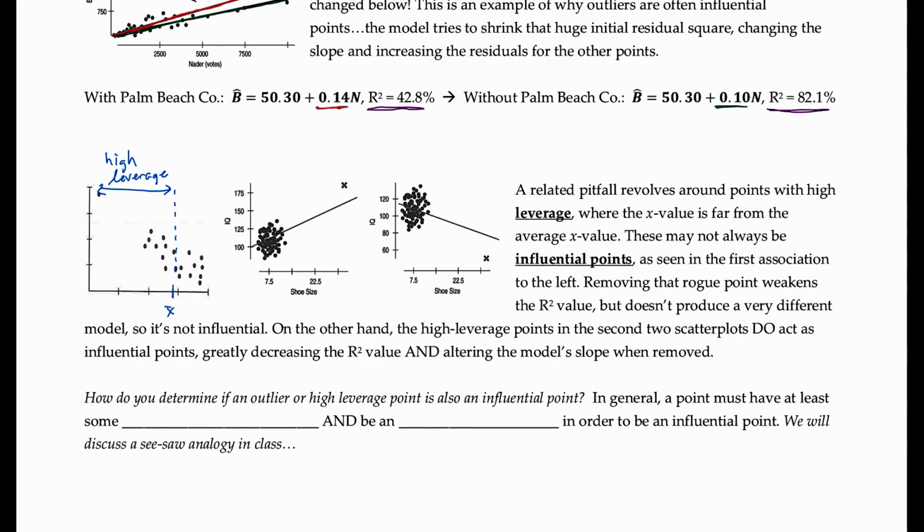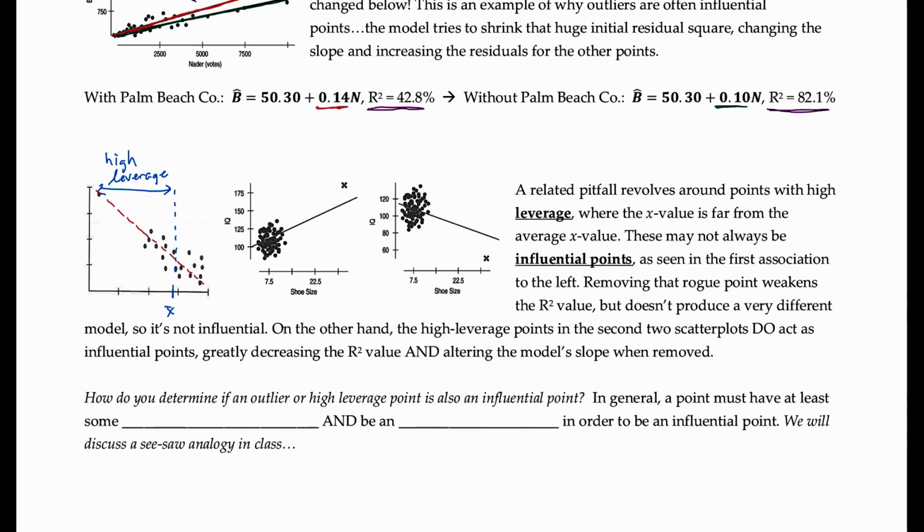And so the further away it is, the more leverage it has. So this is a point we would determine to be high leverage. Now, is it an influential point? Well, that's where you'd have to start thinking about what my regression model looks like. I don't actually have the data here, but I can eyeball pretty quickly that the least squares regression line might be something sort of like that there.